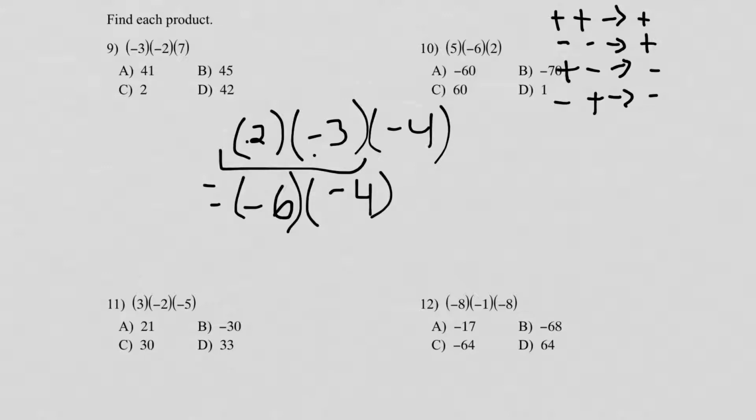Alright, and the result of 2 times negative 3 was negative 6. We now multiply that by negative 4. Well, this is 2 negatives, so the result's going to be positive, and 6 times 4, 24. And that's about all there is to it. If you follow the steps of order of operations, moving left to right, and you use your rules of signs up here, you should be good.